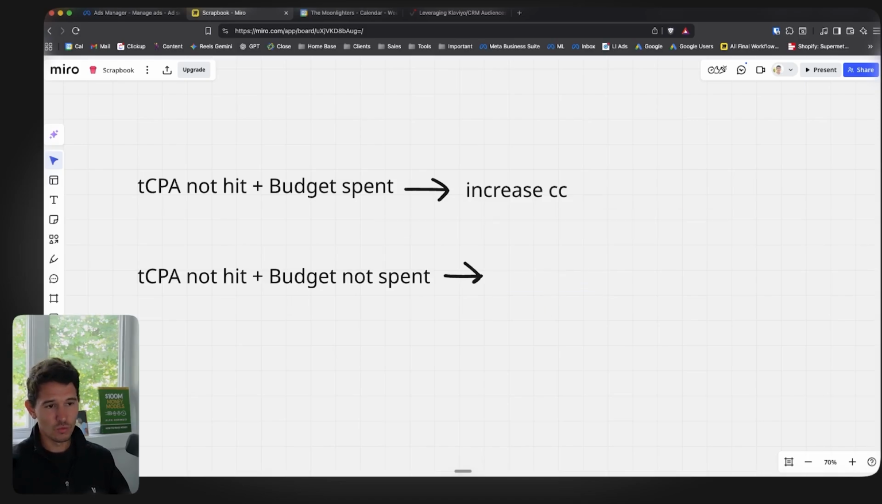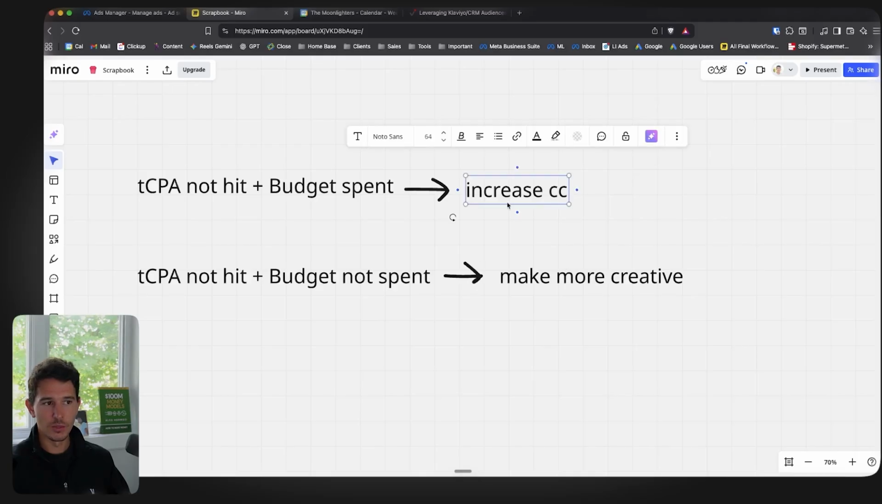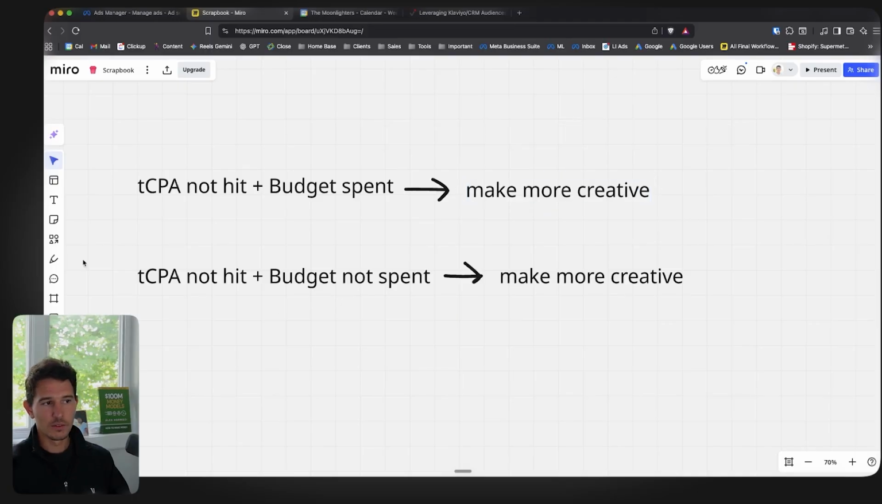However, the real thing that you should be doing here is make more creative. This is the real situation that needs to be going on here. And it should also be going on here. The real objective, if your TCPAs are not being hit and either your budget is spent or not spent, is you need to make more creative.